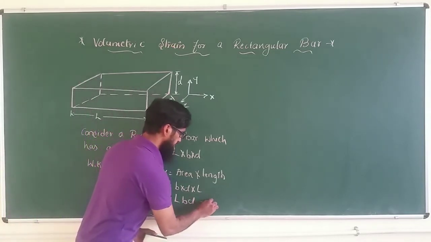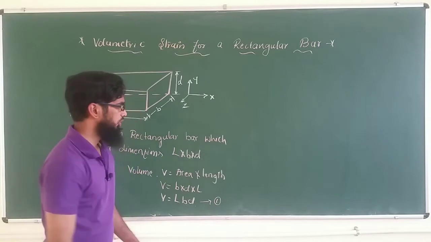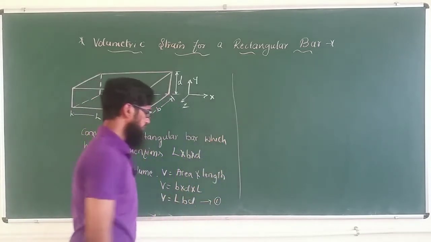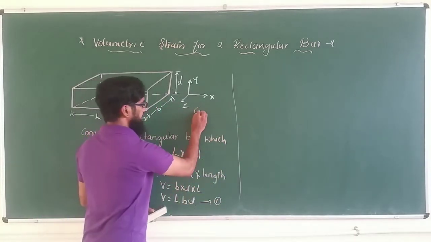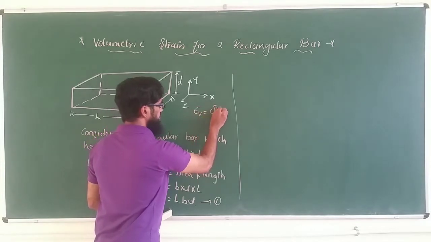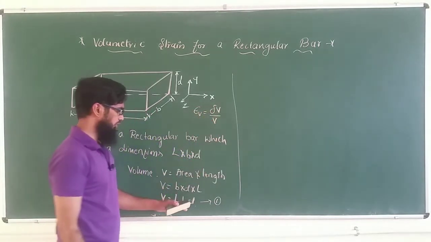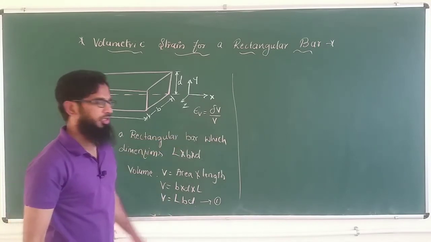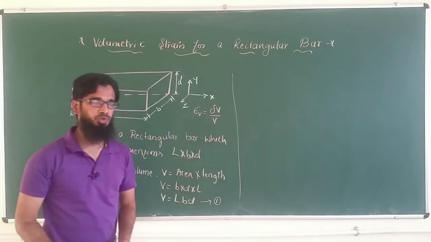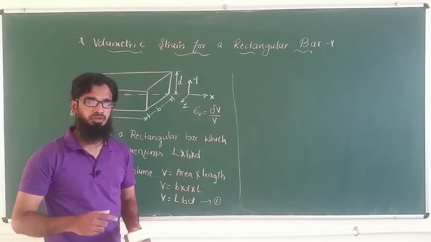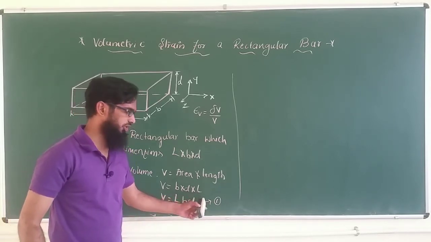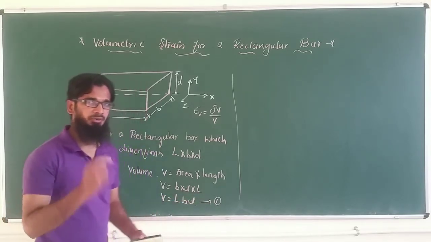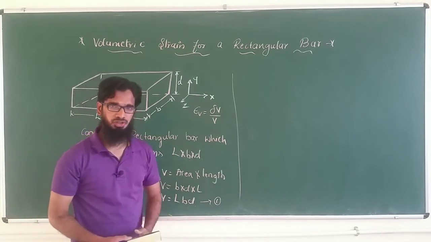I take this as equation 1. Now we need to find the volumetric strain. Epsilon V is equal to change in volume by original volume. The denominator is L into B into D, the original volume. Now I need to find delta V, which means differentiating equation 1 partially.